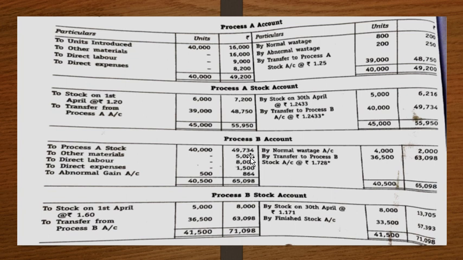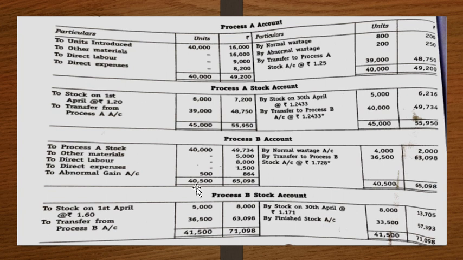So 49,734 plus 5,000 plus 8,000 plus 1,500 plus 864 gives you 65,098, minus 2,000, and you get the balancing figure, that is 63,098 rupees. So now we have finished preparing your process B's account. You know the amount to be transferred to process B stock account, which is your balancing figure. Now we will prepare your process B stock account.